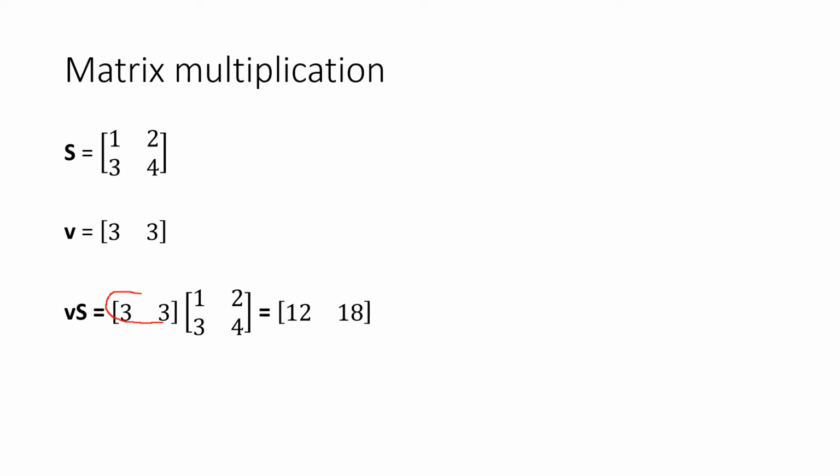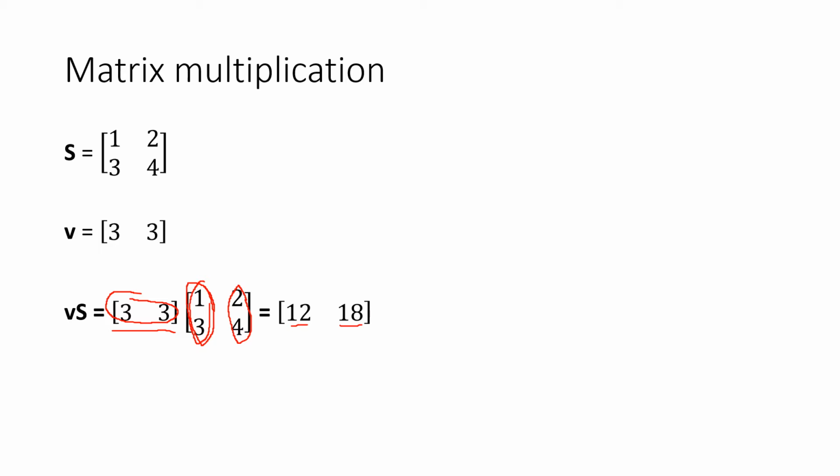we're going to look at the row vector and do the dot product with this first column. That will be the first row, first column in the answer, and the dot product in that case is 12. And then we do the dot product of the vector with the second column to get the second entry of 18. So multiplication is always a row and then the dot product with each corresponding column.